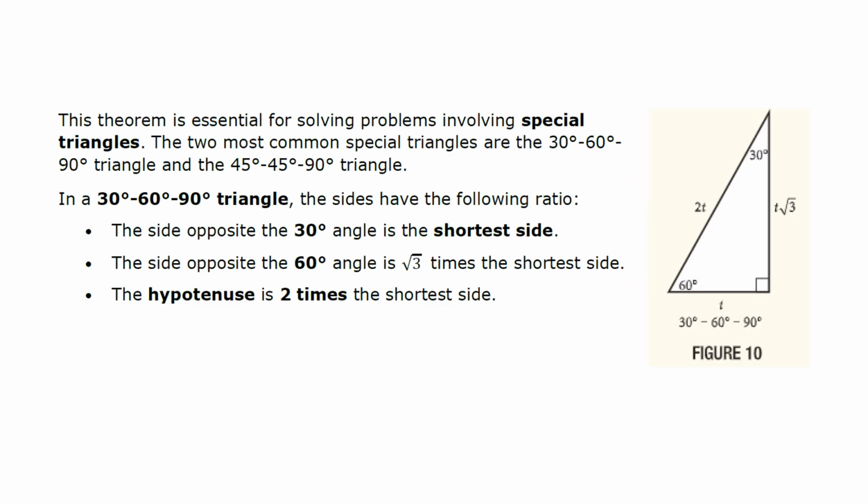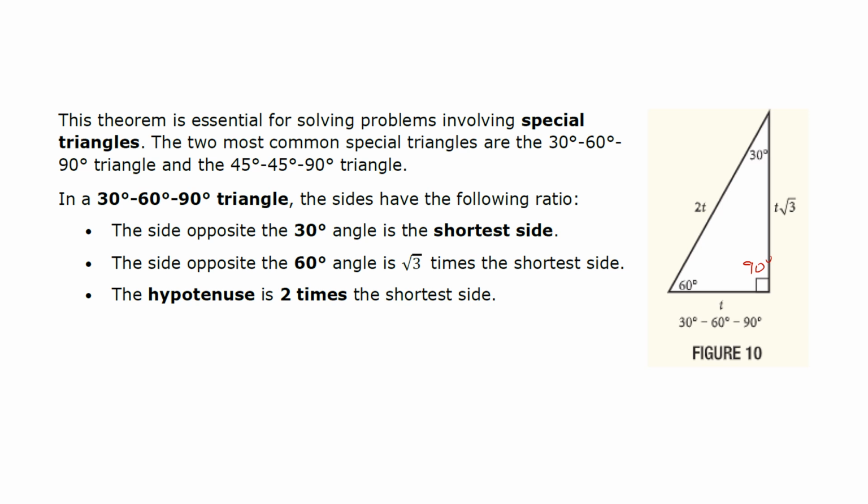Now this theorem, the Pythagorean theorem that we've just worked with, is essential for solving problems involving special triangles. And the two most common special triangles are the 30, 60, 90 triangle and the 45, 45, 90 triangle. So in a 30, 60, 90 triangle, the sides have the following ratio. So we know that we're dealing with a right triangle because we have a right angle, and the other two angles are 60 and 30, as you see in figure 10.